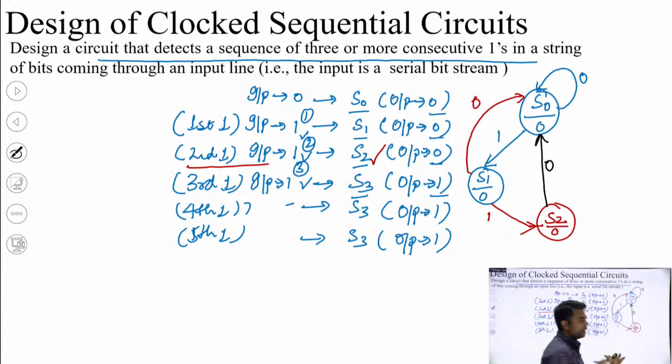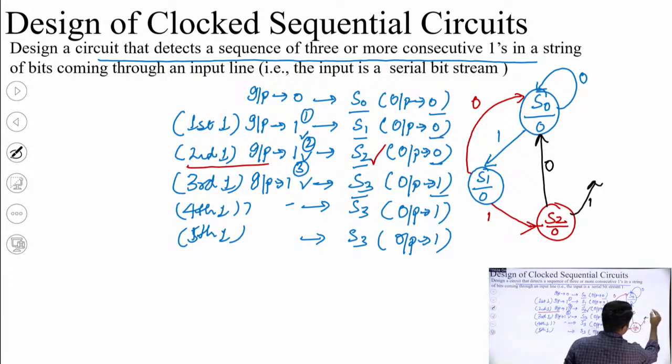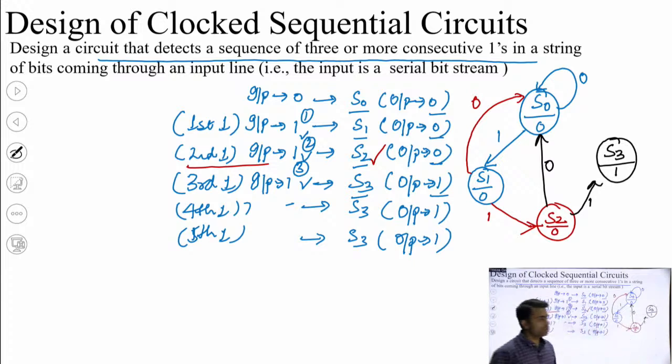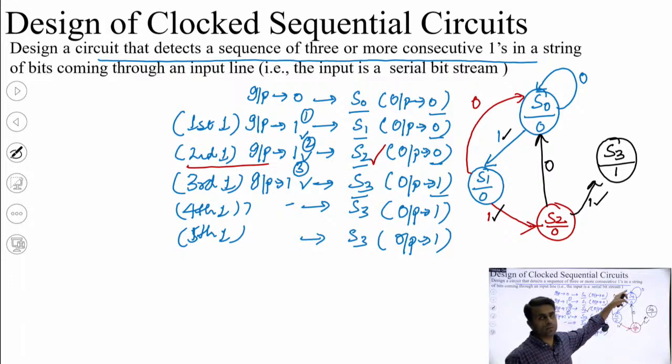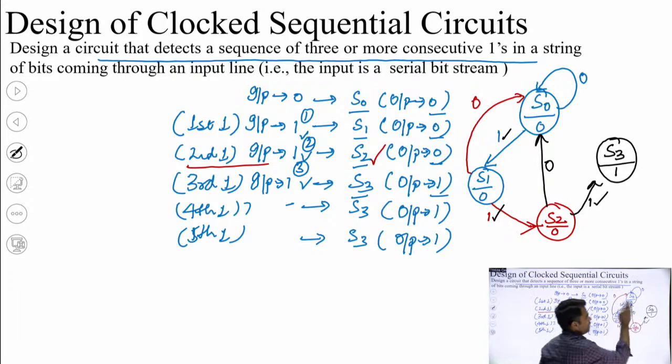But in case I get a third 1, then I will reach state S3 and this time output will be 1, because this is the desired state. I was expecting 3 consecutive 1s, so 3 consecutive 1s have appeared: first, second, third. If in between there is a single 0, then you will be going back to the first state S0. So you have reached state S3.